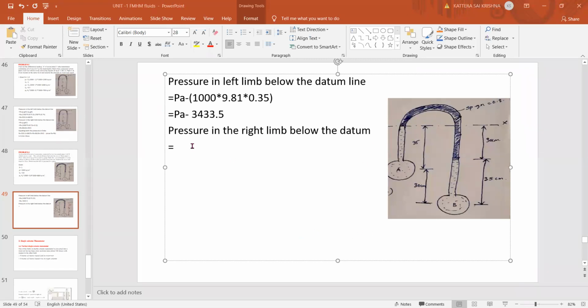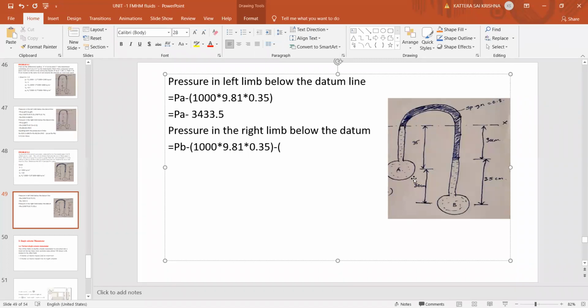Three. So first is PB minus the pressure because of this height of water. So rho g h, density is 1000 into 9.81 into what is the height? 0.35, sir. 0.35. Right, good. Minus the pressure because of this oil.